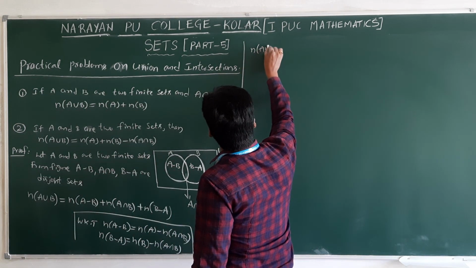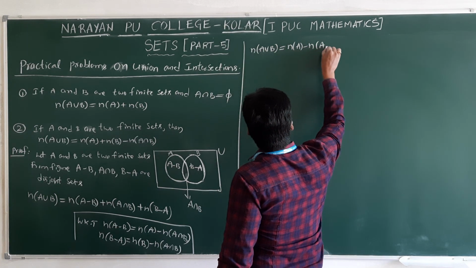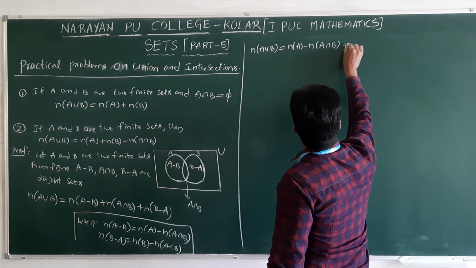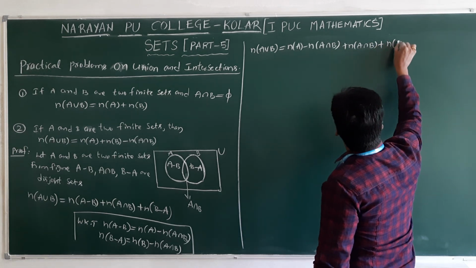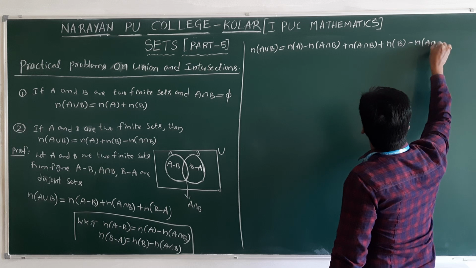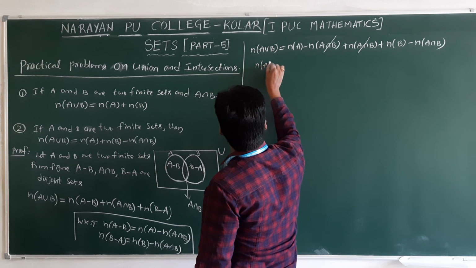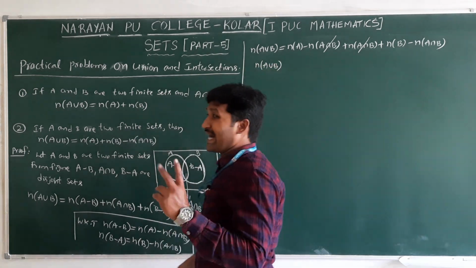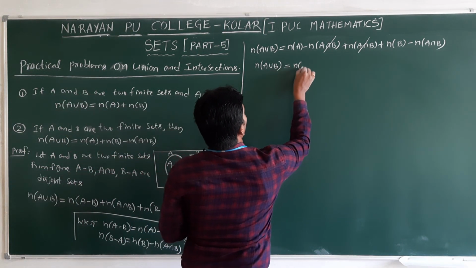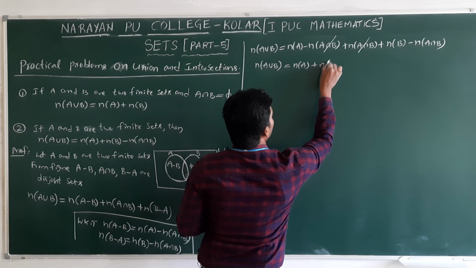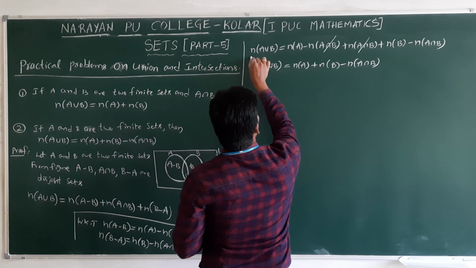n of A union B equals n of A minus B, which we write as n of A minus n of A intersection B, plus n of A intersection B, plus n of B minus A, which we write as n of B minus n of A intersection B. The negative and positive cancel. Finally we will get, and this is called the addition theorem of sets, n of A union B equals n of A plus n of B minus n of A intersection B.